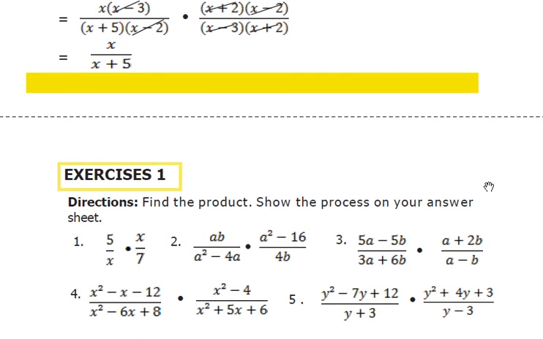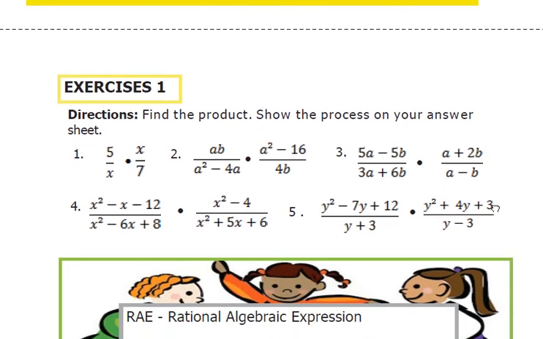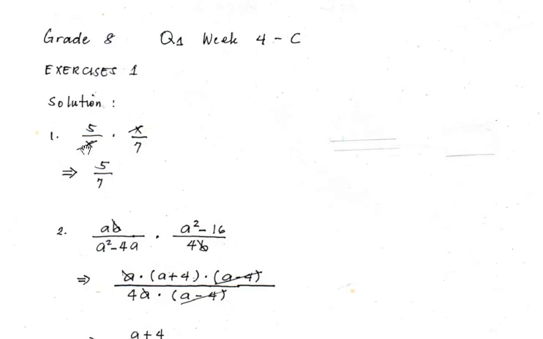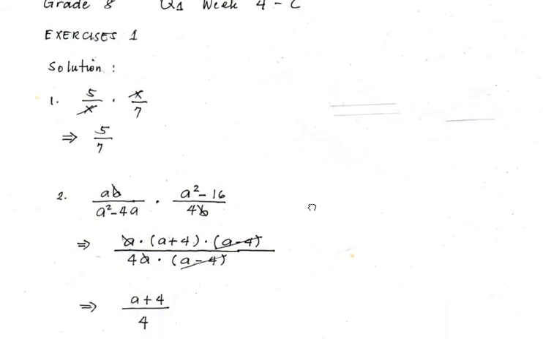And finally, the meat of our discussion, exercises 1. We have 5 numbers to solve or to multiply. Let's move on. Number 1, 5 over x times x over 7. Solution, we have to simply cancel out the x in the numerator and the x below, or the denominator of the first factor, leaving us the constant 5 and 7, or 5/7.